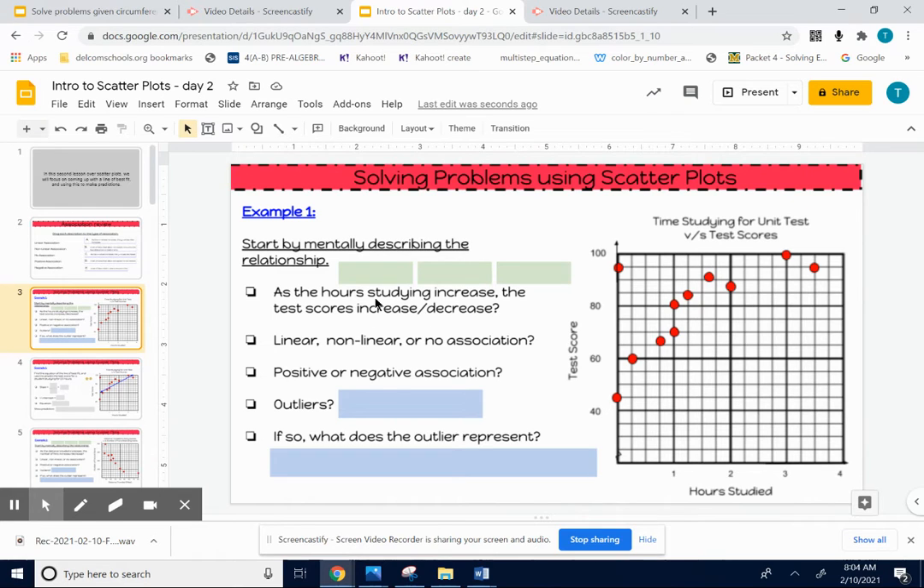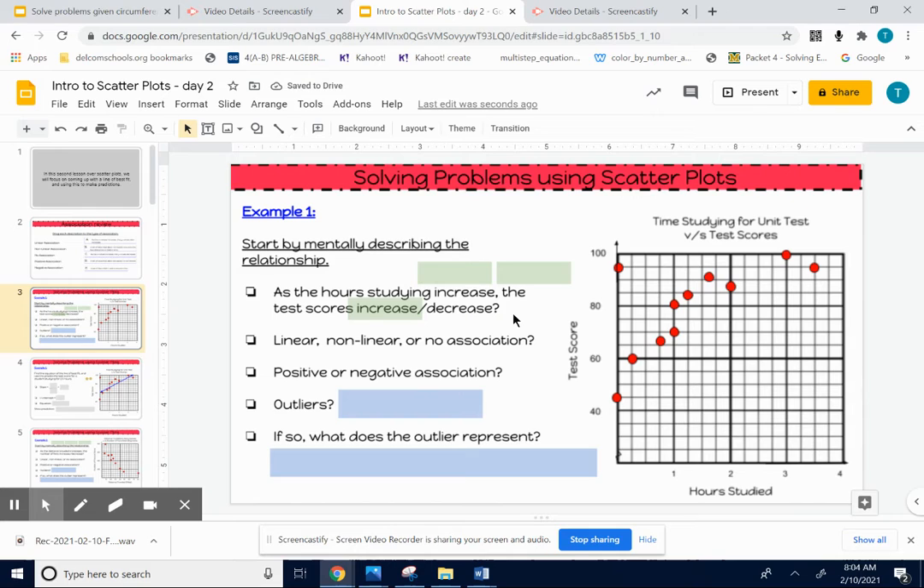Before we start doing a line of best fit, let's just think about the data. I think that's really helpful. It helps you get an idea of what's going on before you even start doing the problem. So these are good questions. As the hours studied increase, do the test scores increase or decrease? As you go from left to right, what are the points showing? They're showing that the test scores increase.